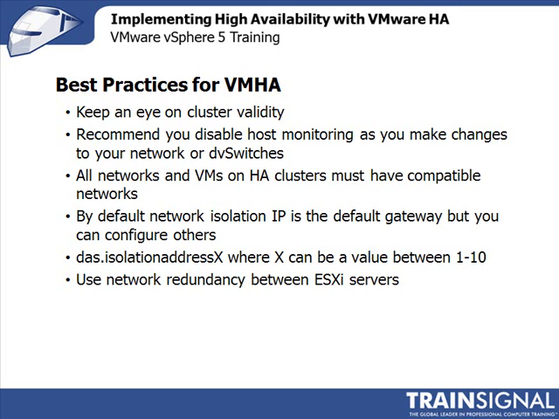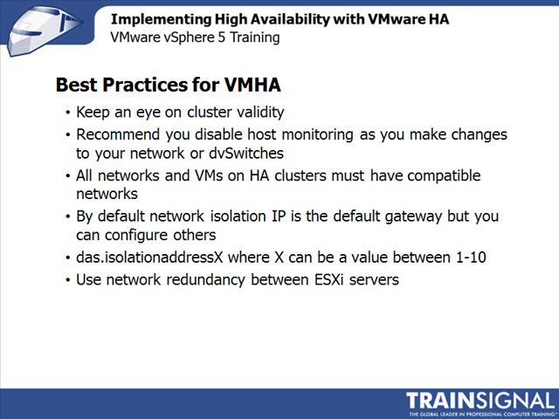If you're making these network changes and the management network on the ESXi host is losing connectivity, host monitoring is going to try to declare the ESXi host as inaccessible and isolated. Now, granted, with vSphere 5, it'll still check through the data stores, but for best practices, for stability reasons, if you're going to make any kind of changes to the network, especially the physical network in this matter, I suggest, or we suggest, that you disable host monitoring. All networks and VMs on HA clusters must have compatible networks.